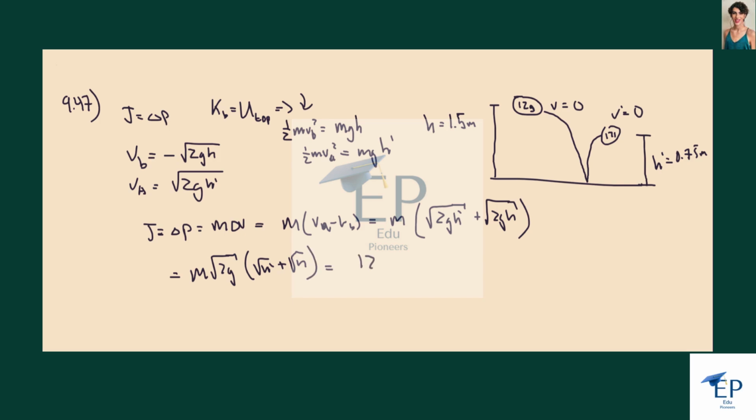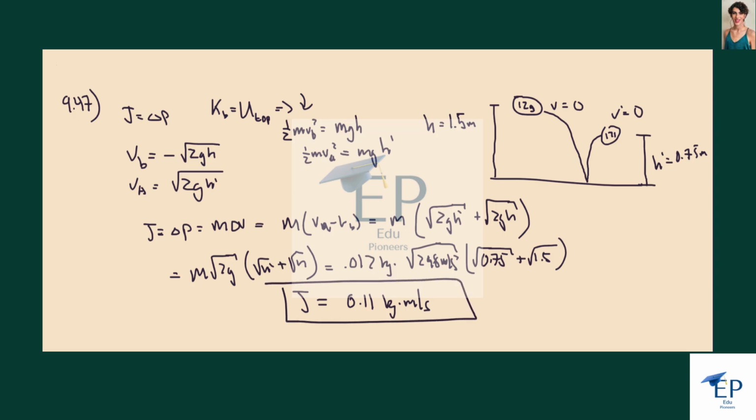So we have 0.012 kilograms times the square root of 2 times 9.8 meters per second squared, times the square root of 0.75 plus the square root of 1.5. If we plug that into our calculator, we get an impulse of 0.11 kilogram meters per second.